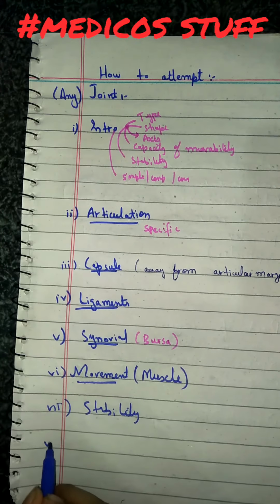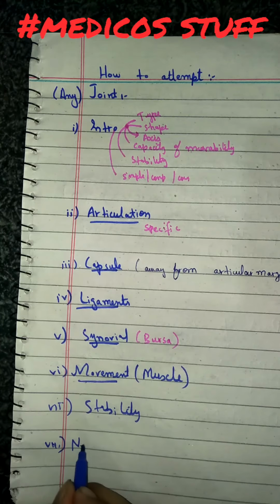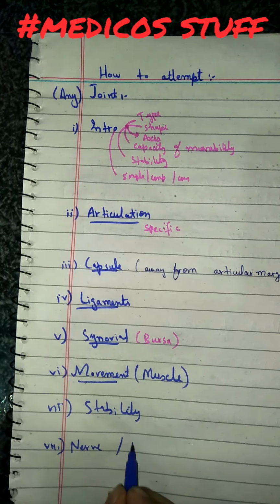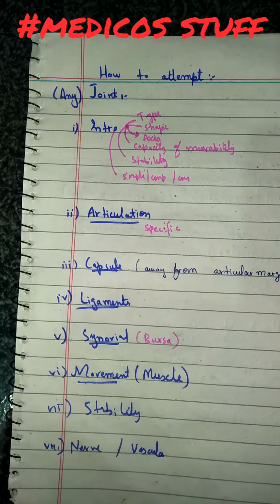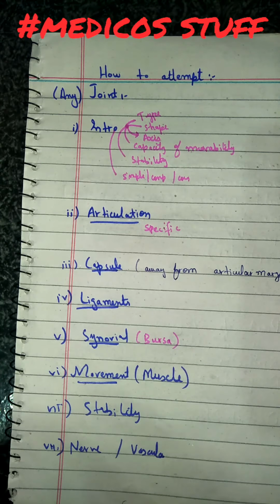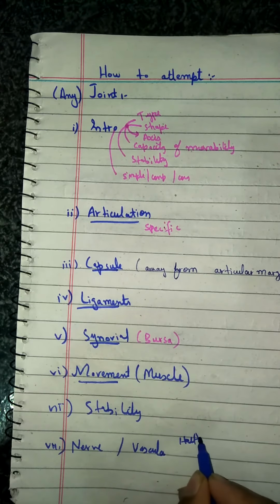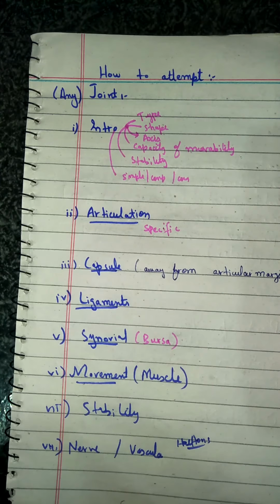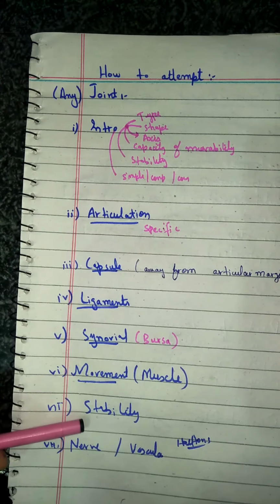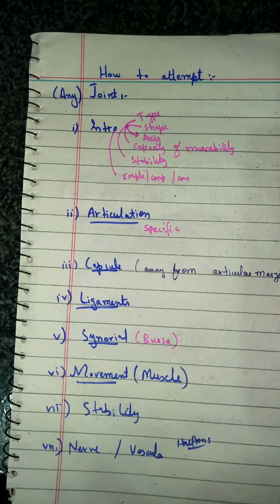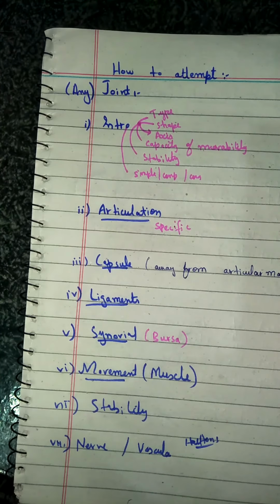Then the next heading is the nerve supply of that joint and the vascular supply. In the nerve supply you have to include Hilton's law, or you can also write the vascular supply of that joint. So this is the way to solve a joint. If you solve the joint like this, you will get the maximum marks in any type of exam. So thank you.